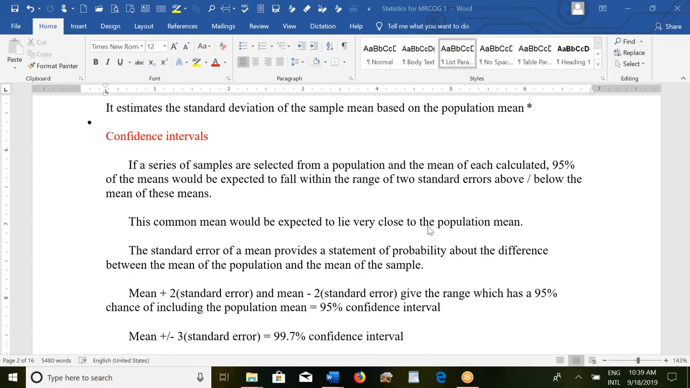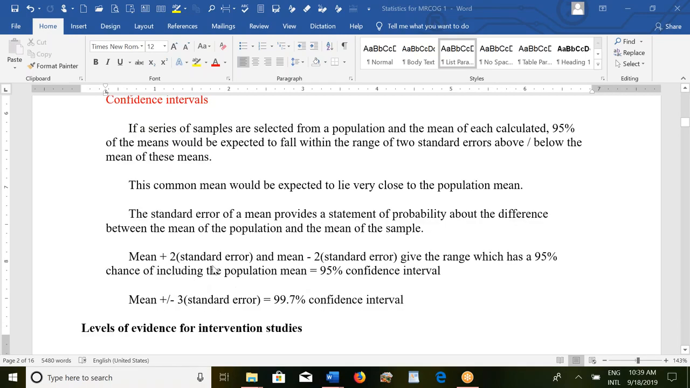So in the bell curve, the central value is the population mean. The standard error of a mean provides a statement of probability about the difference between the mean of the population and the mean of the sample. If they tell you mean +2 standard errors and mean -2 standard errors, it gives the range which has a 95% chance of including the population mean. So the confidence interval will be 95%.